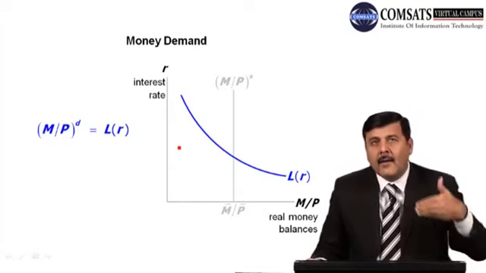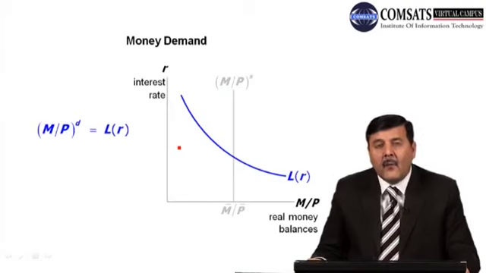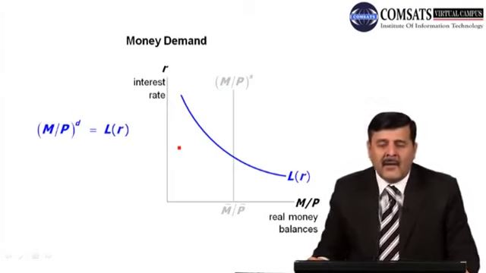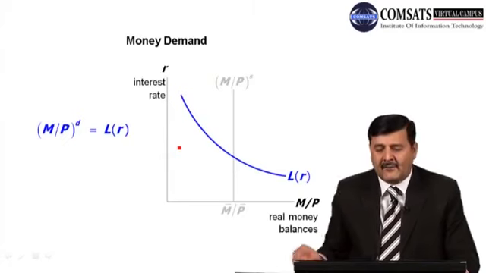So there is an inverse relationship between the demand for money and the rate of interest. So that's why we have a negatively sloped demand for money curve, which can be shown in the diagram on the slide. If you look at the slide, LR is the negatively sloped demand curve for money, which tells us that there is an inverse relationship between the demand for real balances and the rate of interest.